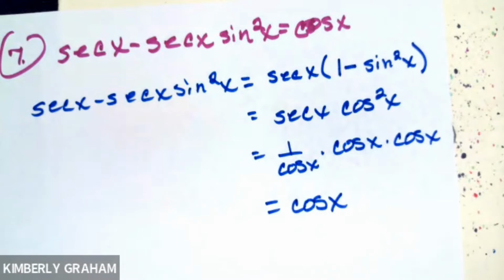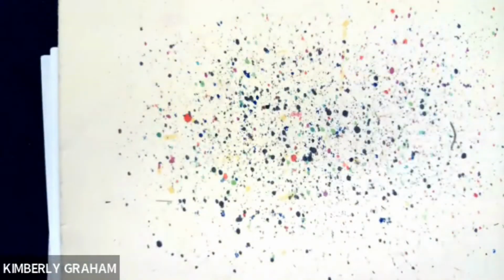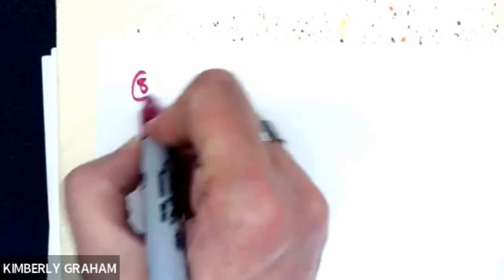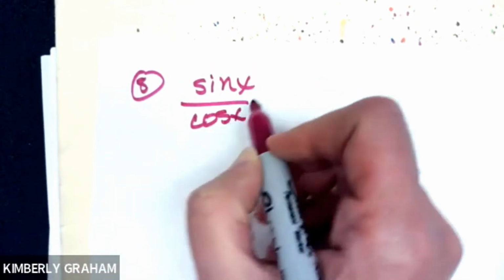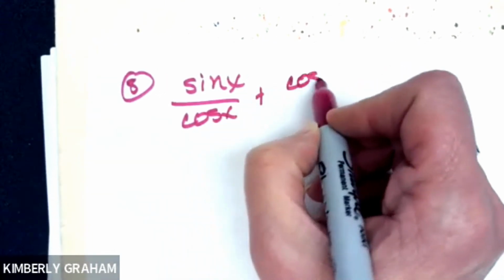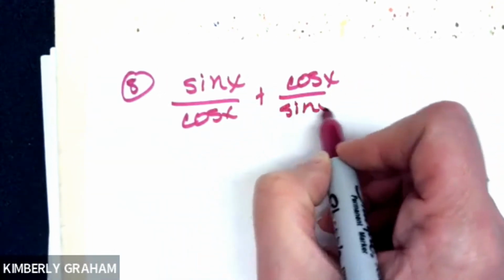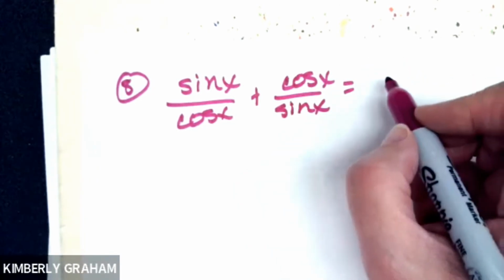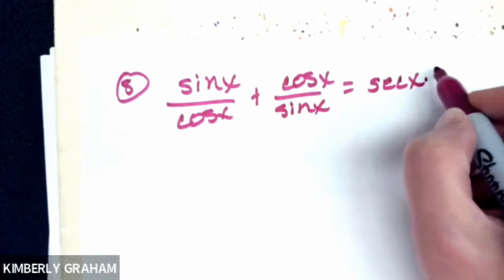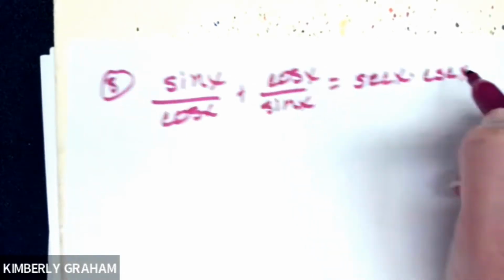Okay, the next problem is going to take up a little bit more space. I'm going to change papers here. I've got 2 fractions that I'm adding together. I've got 2 terms here, right? Sine x over cosine x plus cosine x over sine x. And I've got that equal to secant times cosecant.